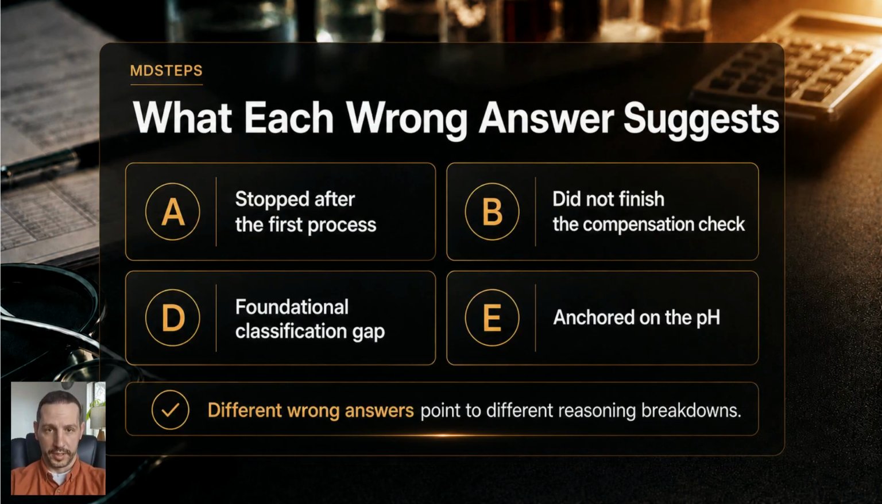Now let's go one level deeper. A traditional review might tell you that you missed an acid-base question, but that does not tell you what needs to be fixed. Different wrong answers point toward different reasoning breakdowns. If you chose A, you probably recognized the first correct process and stopped too early. If you chose B, you probably identified the metabolic acidosis, but did not finish the compensation analysis. If you chose D, the error may be more foundational. If you chose E, you may have overweighted the pH and ignored which variable was actually producing the alkalemia.